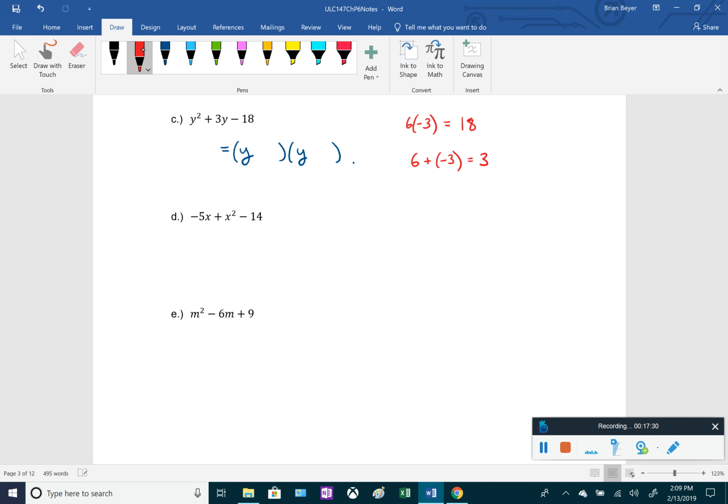So 6 times negative 3 is negative 18. 6 plus negative 3 is also positive 3. So we know those have to be our answers. So (y + 6)(y - 3).